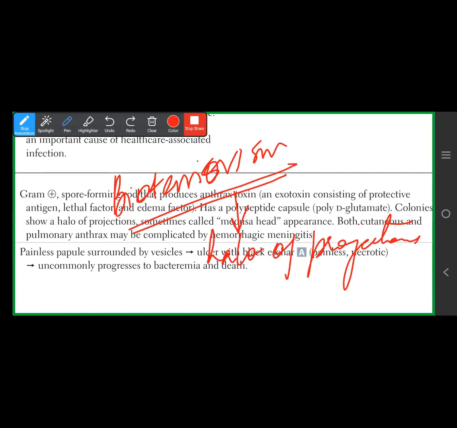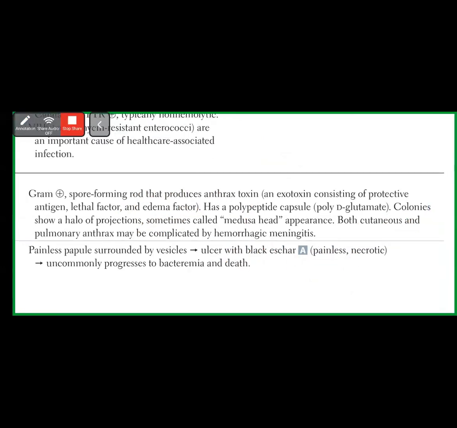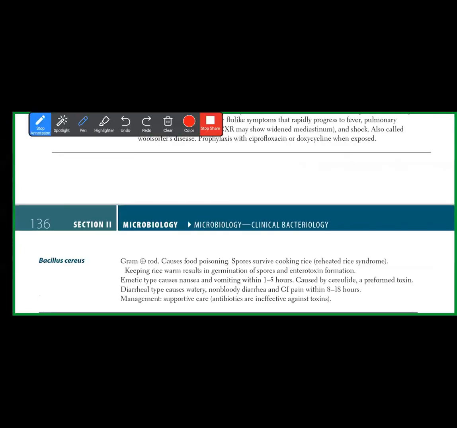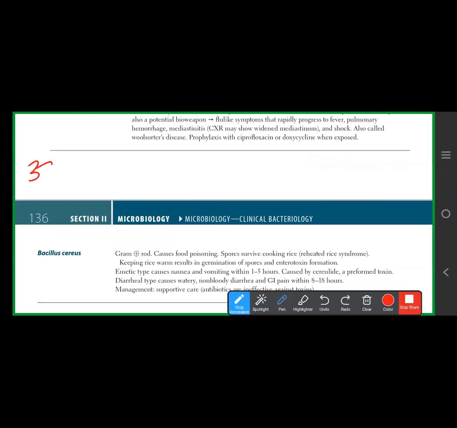Okay, fine. So I was talking about Bacillus anthracis. It's a gram-positive organism, a spore-forming rod, and you have to remember the medusa head and the lethal factors. So I will give you a case scenario of how Bacillus anthracis is going to be presented. Let's say we have a 37-year-old man, and he's a firefighter.